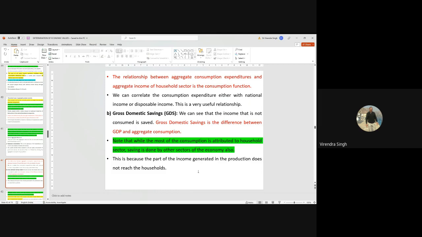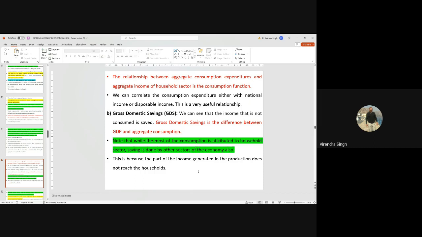The relationship between aggregate consumption expenditure and aggregate income of the household sector in the economy is termed the consumption function. A functional relationship is established between aggregate consumption expenditure and aggregate income of the household sector. So we can correlate the consumption expenditure either with the national income or disposable income. This can be done at two levels.